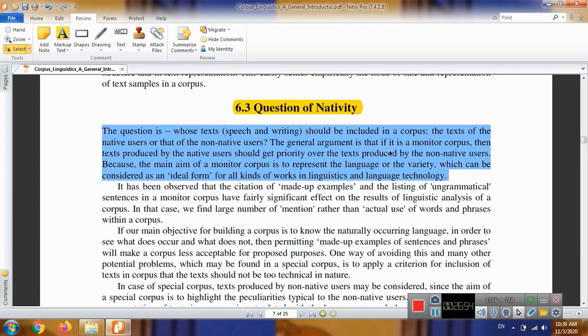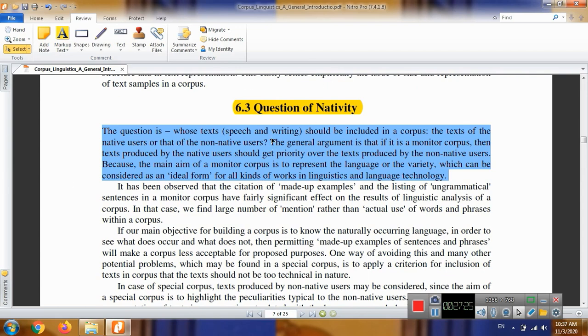The general argument is that if it is a monitor corpus, then text produced by the native users should get priority over the text produced by the non-native users. Because the main aim of a monitor corpus is to represent a language or a variety, which can be considered as an ideal form for all kinds of works in linguistics and language technology.